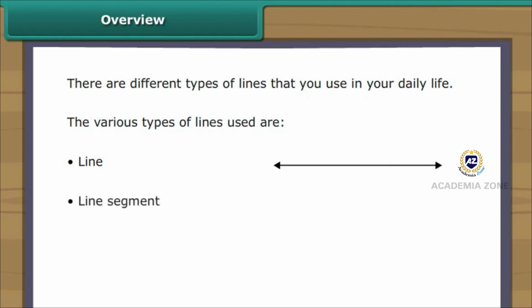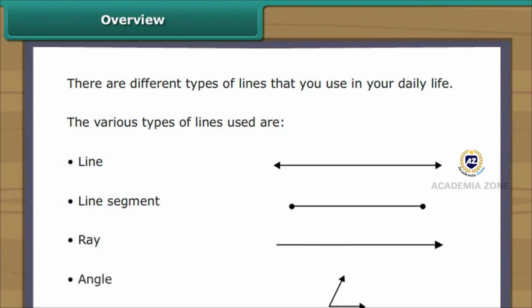Line segment. A line segment has a beginning and an end. Ray. A ray has a starting point but no end. Angle. An angle is created with two rays having the same starting point. The starting point is called the vertex and the rays are called sides of the angle.